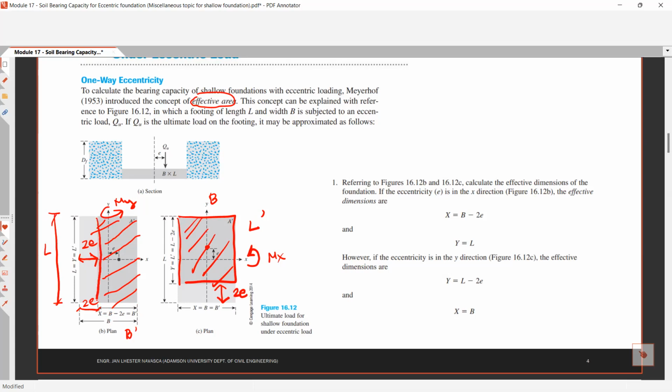Okay. Yan po yung one-way eccentricity effective area. So the formula is x equals B minus 2e and y equals L. And isa pang for bending in x naman, y equals L minus 2e, x equals B. Okay? So that is the effective area for one-way eccentricity.